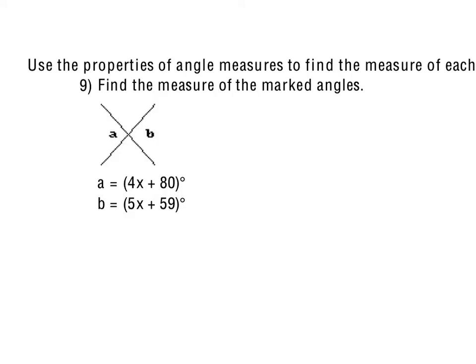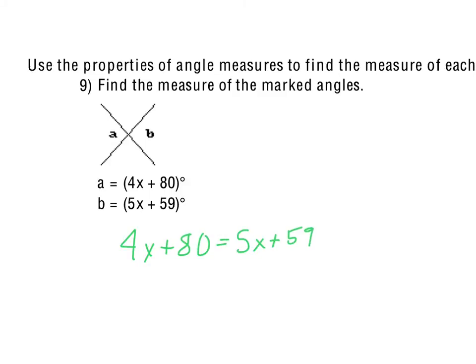In this diagram, the relationship would be that A equals B. Again, that's because those are vertical angles, and vertical angles are always congruent. So we get 4x plus 80 will equal 5x plus 59.